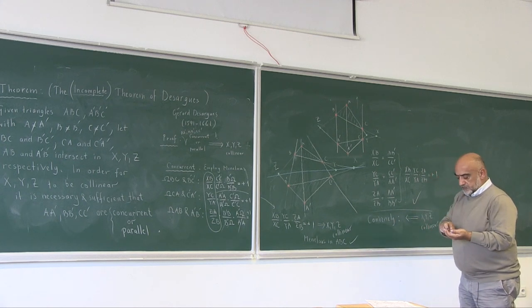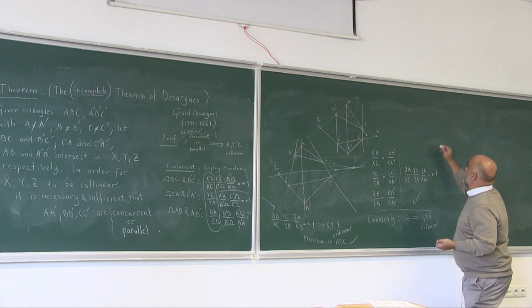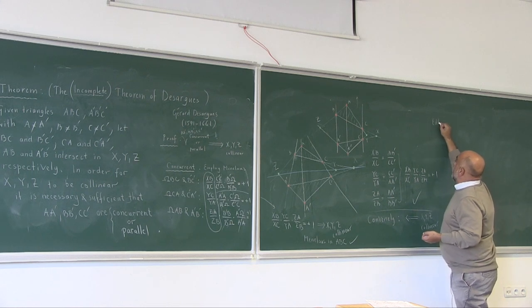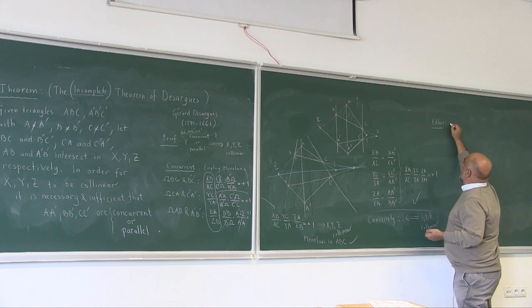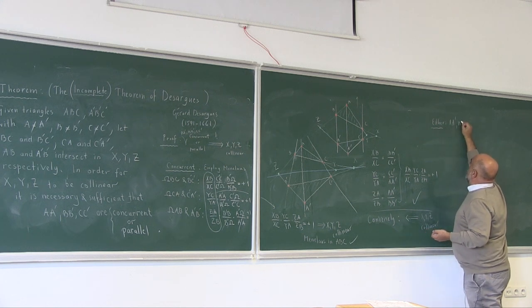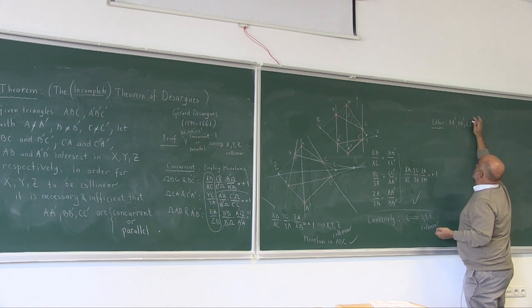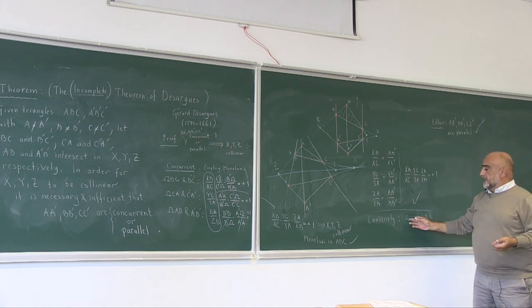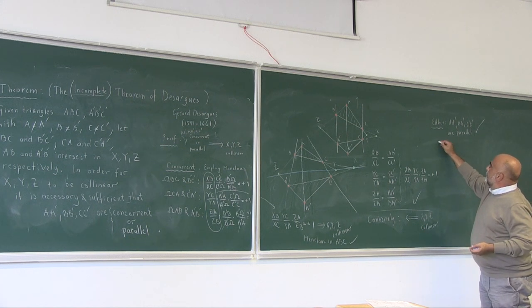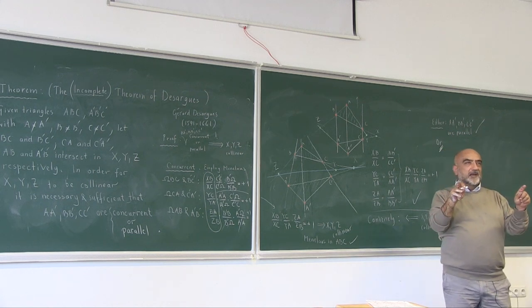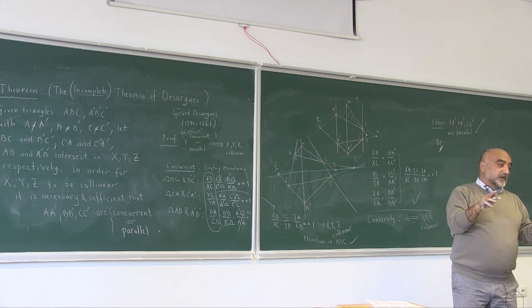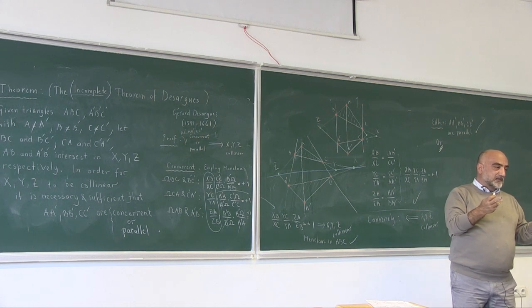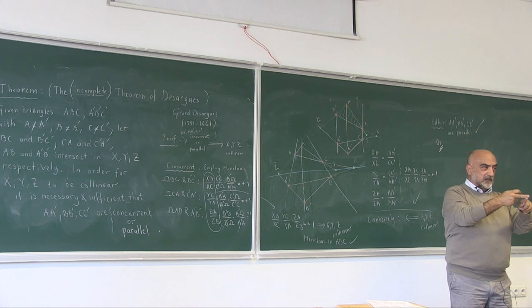So there are two possibilities. Either you have AA prime, BB prime, CC prime all parallel. Well, in this case there is nothing to prove, that's exactly what I'm trying to prove. If not, I have three lines and they are not all parallel. So it means that in fact at least two of them must intersect in a point.